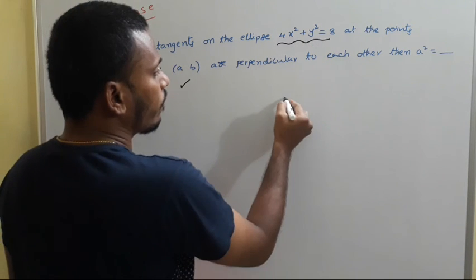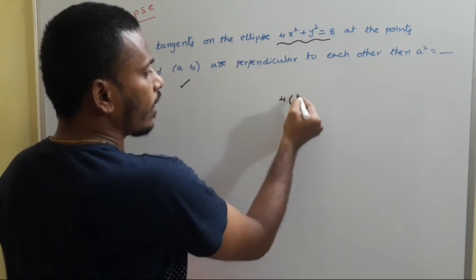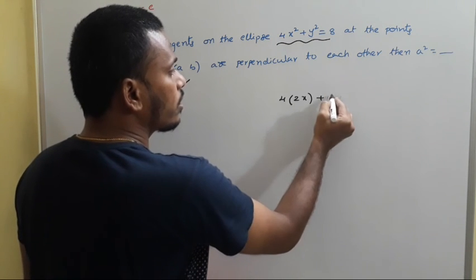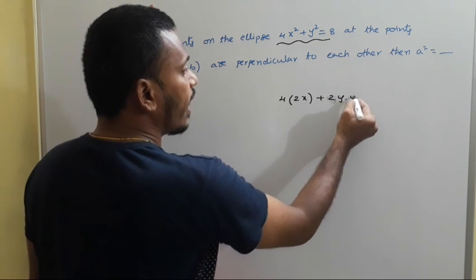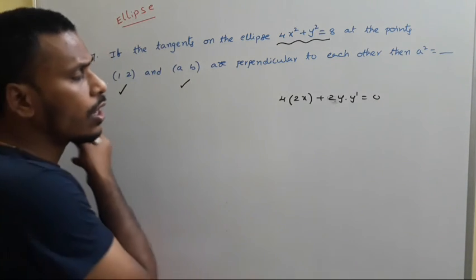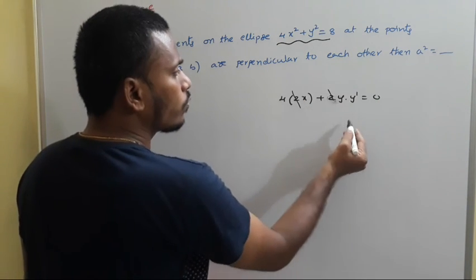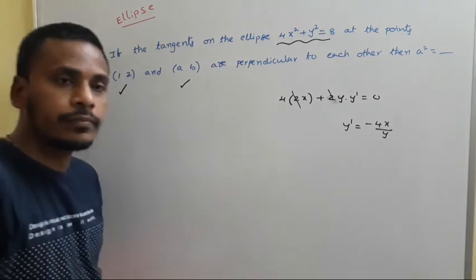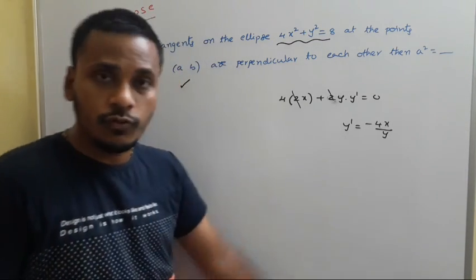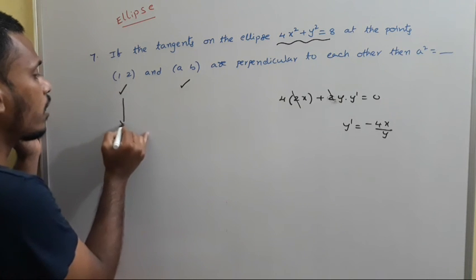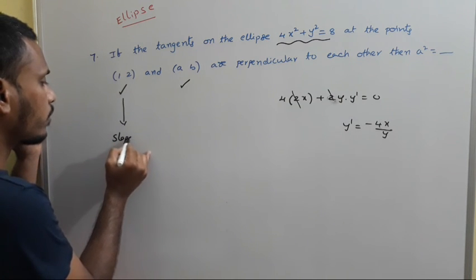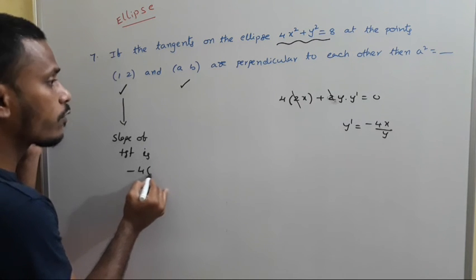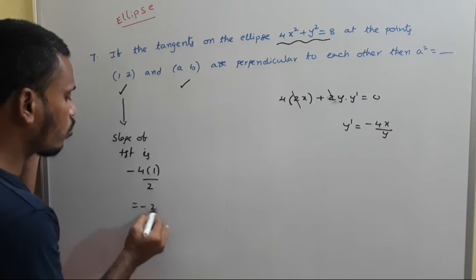Since this is the curve, differentiate it. 4 into, for x square it is 2x, plus y square, so for y square it is 2y into y dash, is equal to 0. So now just cancel out 2. Y dash is equal to minus 4x by y. So at 1 comma 2, the slope of tangent is minus 4 into 1 by 2, that is equal to minus 2.